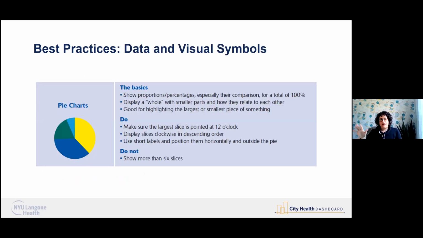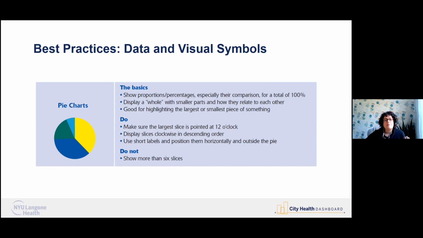The workbook and the book get into some great examples of best practices around data and visual symbols, and I just wanted to share one here today. So pie charts, we see a lot of pie charts, we use them all the time. Some basics here are that it's meant to show proportions and percentages, especially for comparison within a total of 100%. And it's good for highlighting the largest and smallest pieces of something.